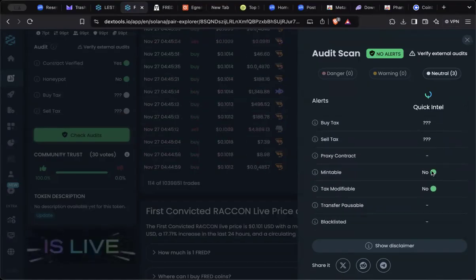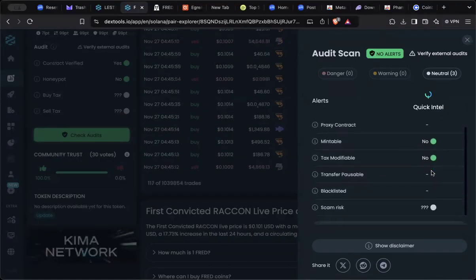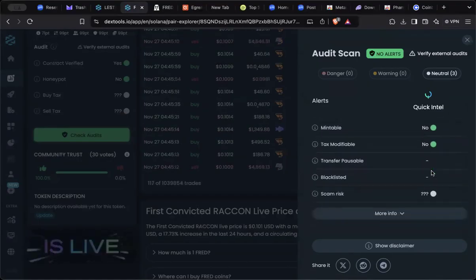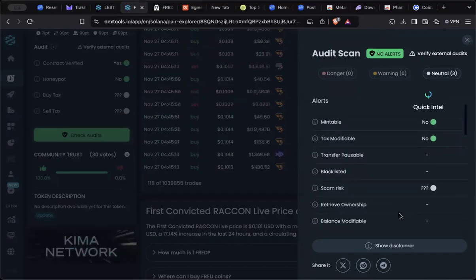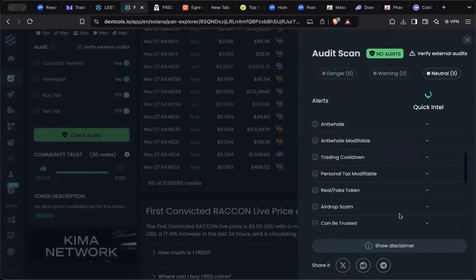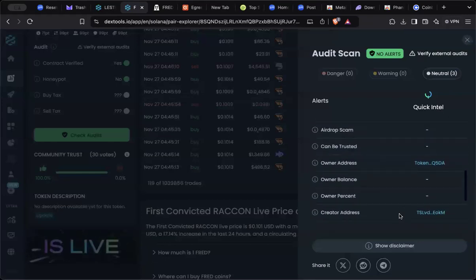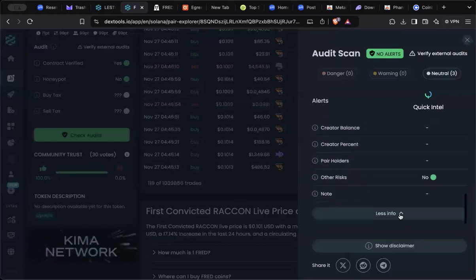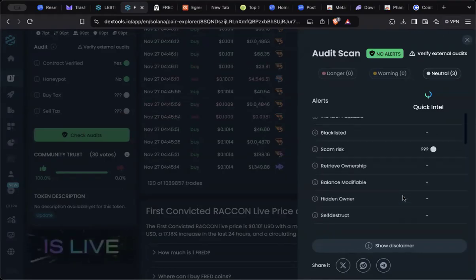Mintable means that they cannot reproduce it, which is good. So more information. If you scroll down, because it's only been 26 days, some of these will be blank, but the main thing is that it doesn't show you any other risks. So that means it's safe for you to go.